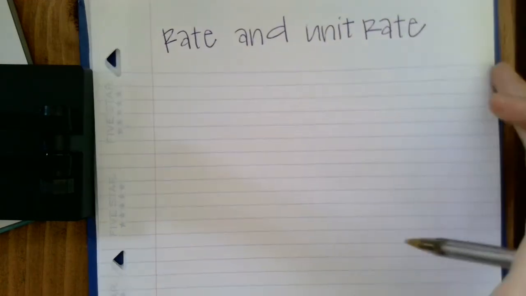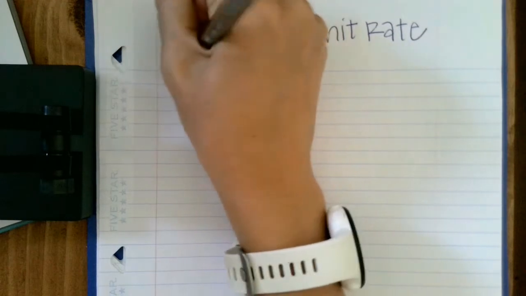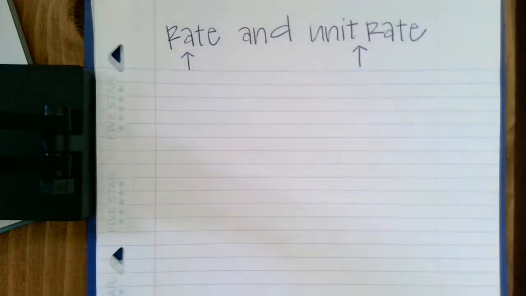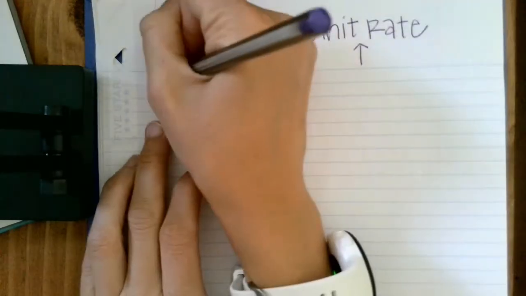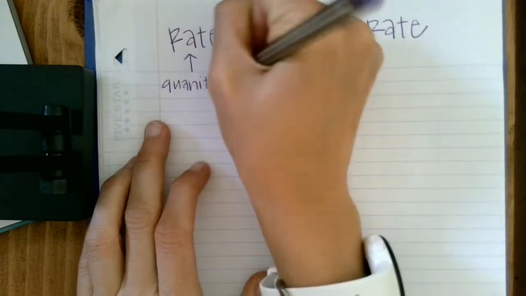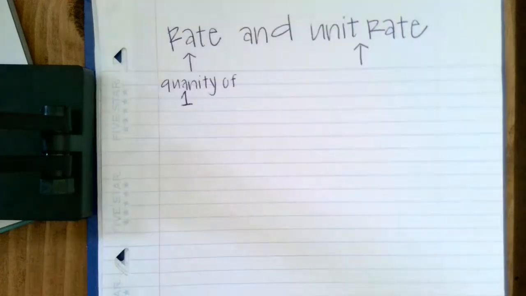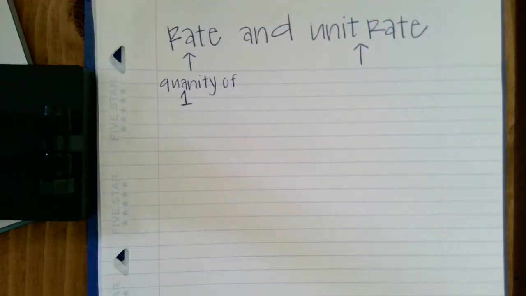Before we get started, I just want to clarify what rate and unit rate are, just in case you forgot. Rate and unit rate are very, very much connected. Rate is a quantity of one. It's whenever you have two things and you figure out for one. For example, how many miles per hour? How much does one soda cost in the pack? There are so many rates out there that you will see.